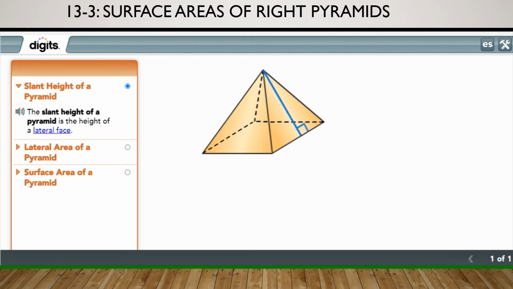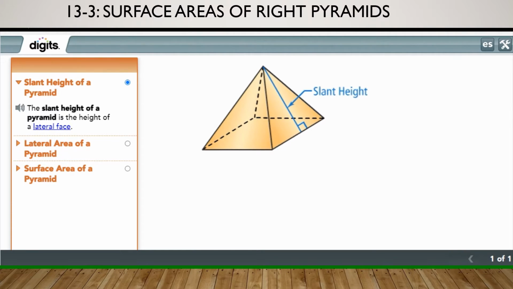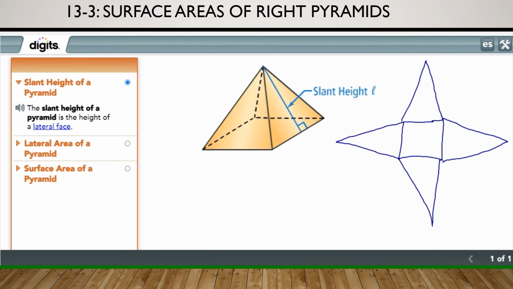The height of a lateral face of a pyramid is called the slant height. The symbol for slant height is a script L. Okay, to sum up slant height, if we were to fold out this square pyramid into a net, the slant height is just the height of the triangle. So whatever the height of that triangle is, that's what the slant height is.